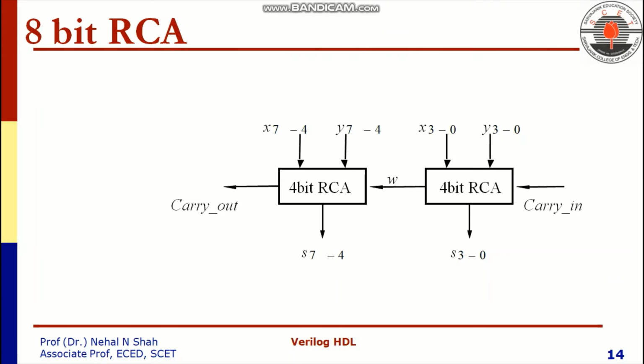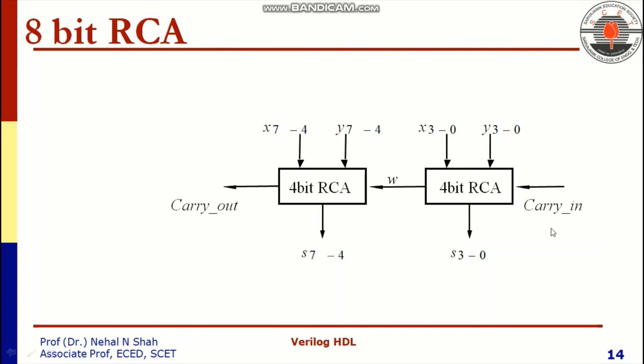The block diagram of 8-bit RCA is shown over here in this figure. Using two 4-bit RCAs, we can make an 8-bit RCA. To the first 4-bit RCA, 4-bit input is given, that is x0 to x3 and y0 to y3. To the second 4-bit RCA, the higher nibble of input is given, that is x4 to x7 and y4 to y7. The first 4-bit RCA will generate the lower nibble of sum and the second 4-bit RCA will generate the upper nibble of sum.